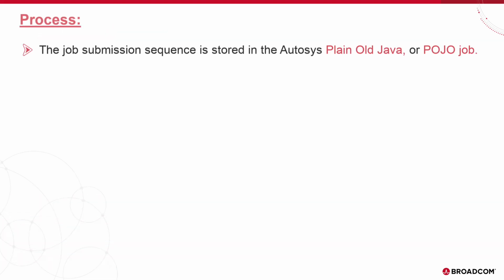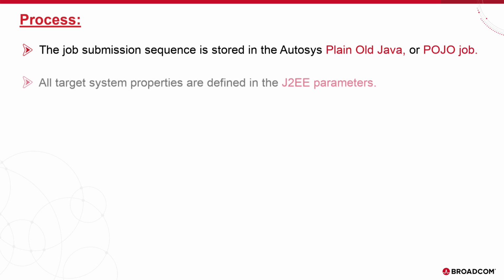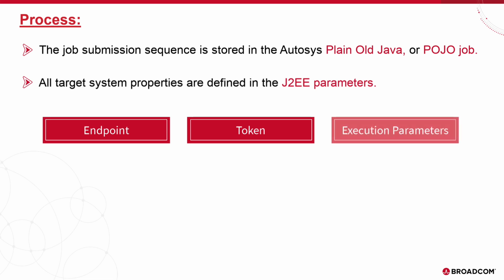The job submission sequence is relatively simple because all Cloud Run execution properties are stored in the AutoSys POJO job definition. We will use Service Account Token authentication for this demo. All target system properties, including the endpoint, token, and execution parameters, are specified using J2EE job parameters. These parameters may vary depending on the authentication method used.